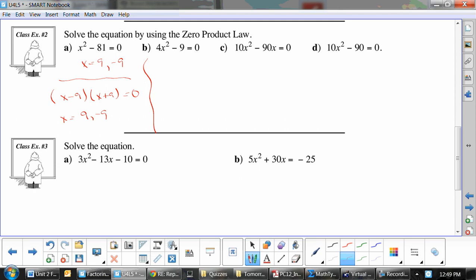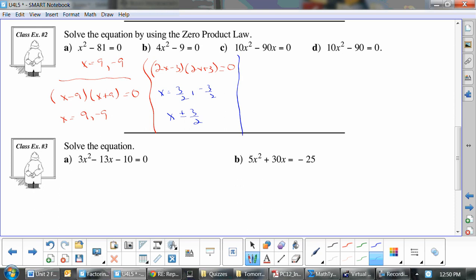B. Anyone do that one in their head? Okay, so let's do some work. What do I notice about this one? Also a difference of squares. So this would be 2x minus 3, 2x plus 3 equals 0. Now make sure we're always writing equals 0. So what would you say x equals to make this thing true? 3 over 2 and negative 3 over 2. Now watch, it can also be written like this. I know the book does this a lot, it just makes it faster, but it means the same thing.